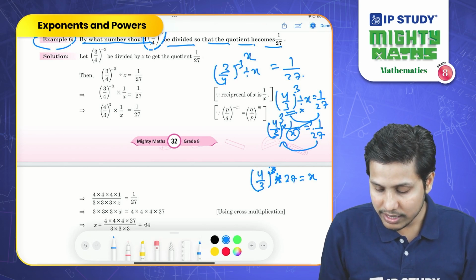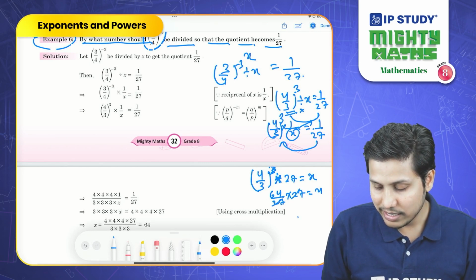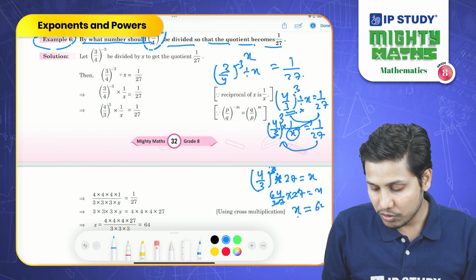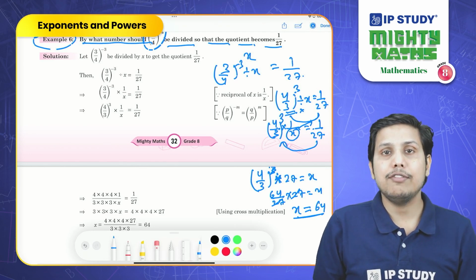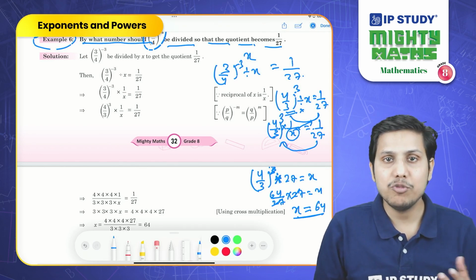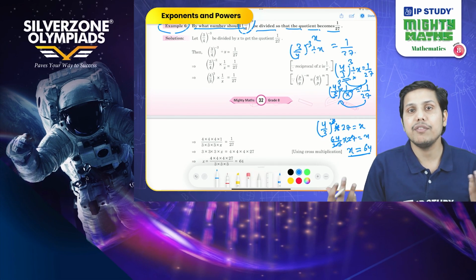Now solving this will be 64 over 27 times 27 is equal to x. 27 and 27 will cancel out and 64 will be the final answer. So the basic is you have to convert negative exponent to positive exponent and then follow the pattern that we have already understood in the previous grades.